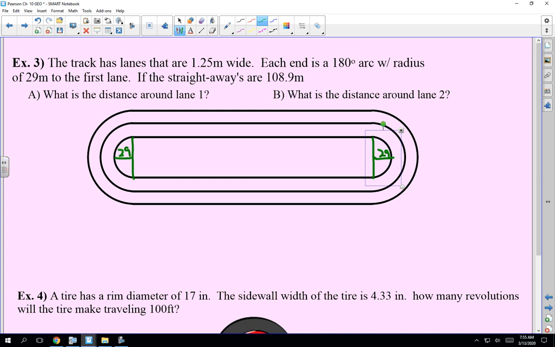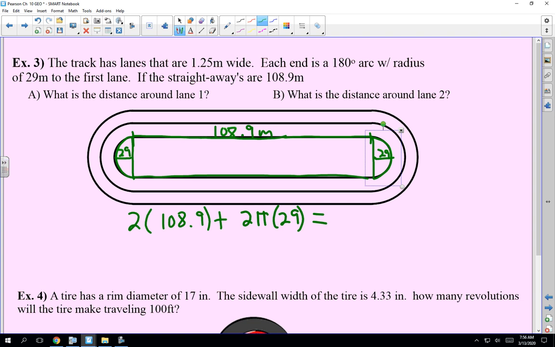If the straightaways are 108.9, the straightaways from here all the way over to here, what is the distance around lane 1? So lane 1 is really made up of 2 of those 108.9s. So we have 2 of the 108.9 meter straightaways plus 1 circle. If you take this half circle with this half circle, you have 1 circle with radius 29, so 2 pi times 29, and that's going to give you the distance around lane 1.